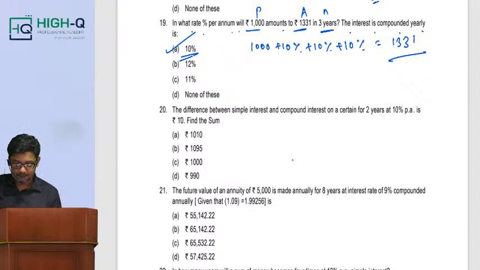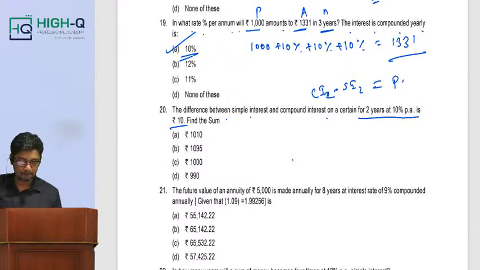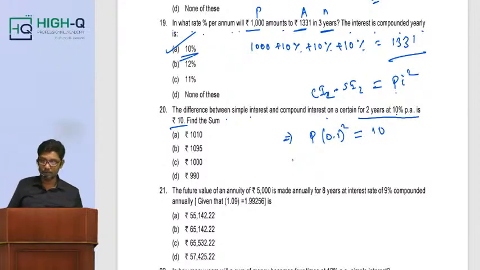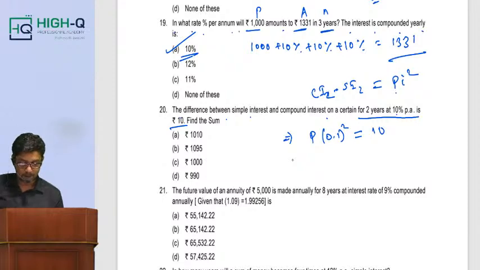Next, the difference between simple interest and compound interest on a certain sum for 2 years at 10% per annum is 10 rupees. I think you know the difference between simple interest and compound interest for 2 years is nothing but P r square. So what exactly is going to come? We need to find out what is P. P into rate of interest 0.1 whole square is equal to 10. I think you know how to calculate it, my dear. Can you please calculate? P is equal to 1,000, I am getting.